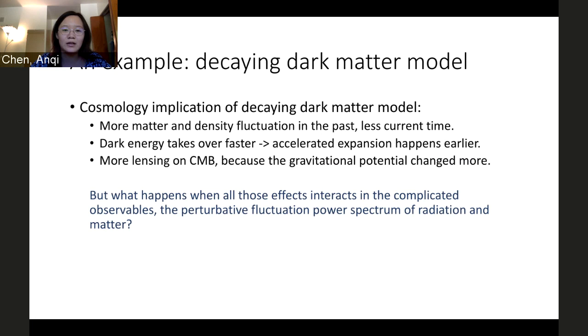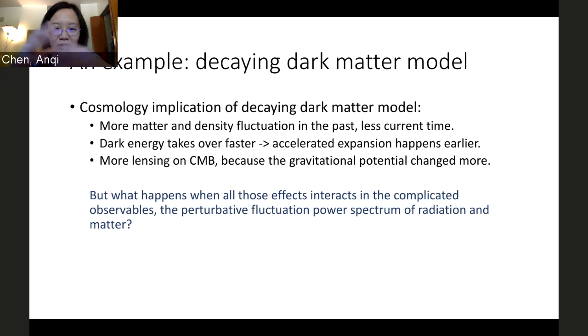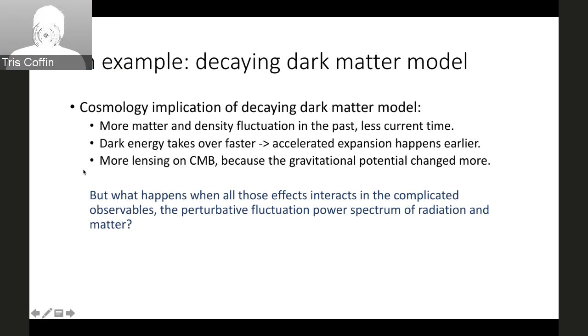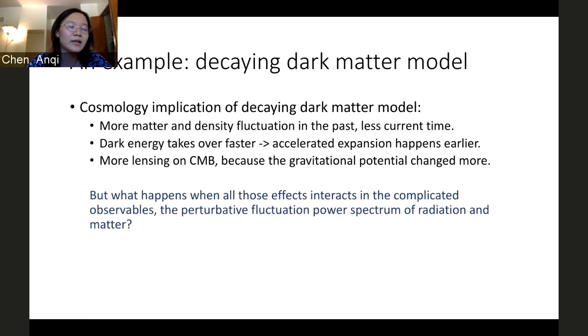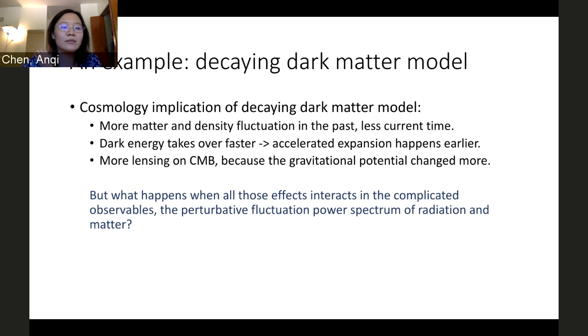That could lead to a higher Hubble constant. And it also causes more lensing on CMB because the gravitational potential changed more. The gravitational potential caused by dark matter decayed away. And one of the things Planck observed recently is that there is a slightly higher lensing magnitude for CMB than what would be expected in lambda CDM.